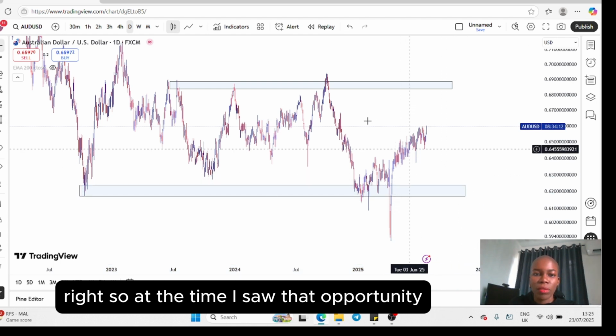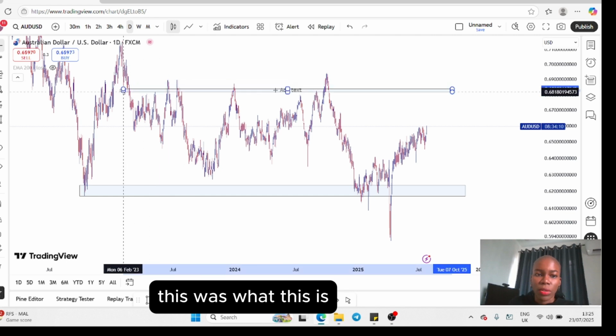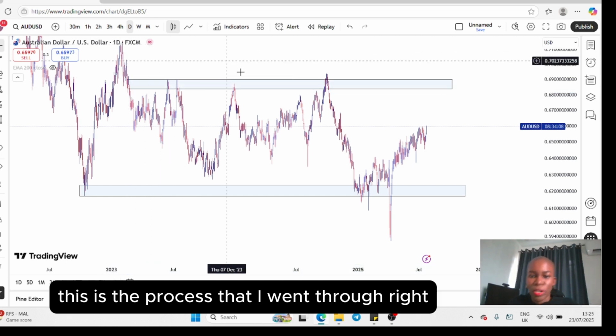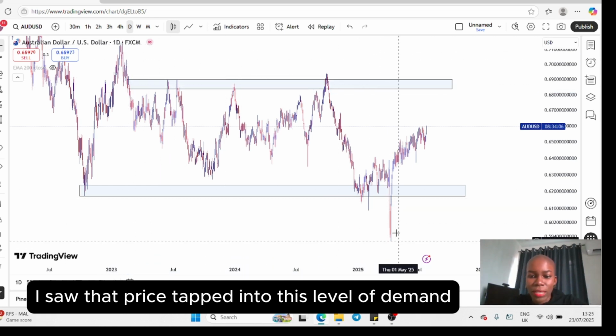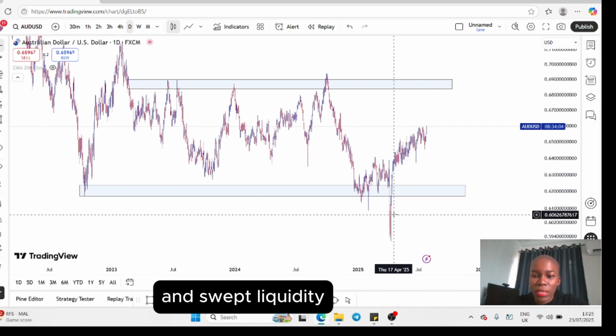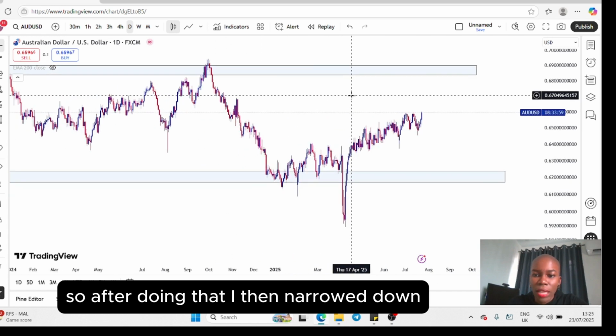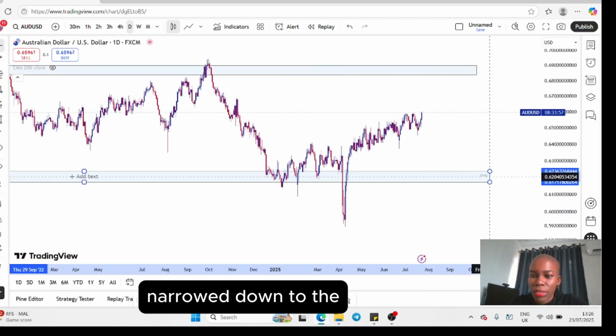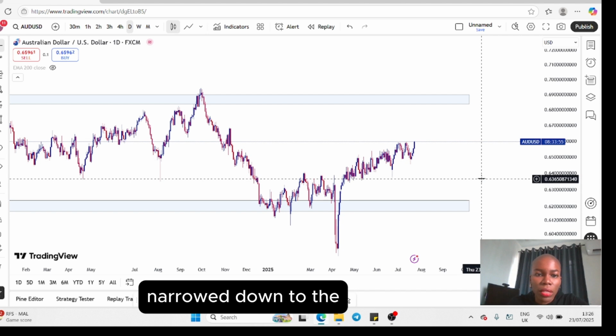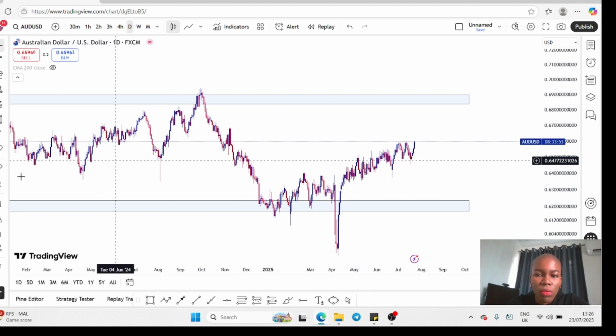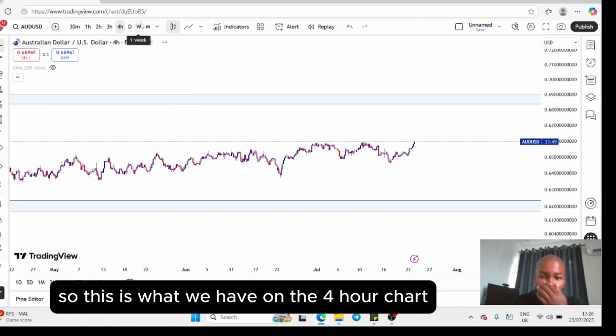So at the time I saw that opportunity, this is the process that I went through, right? I saw that price tapped into this level of demand and swept liquidity and started pushing back to the upside. After doing that, I then narrowed down to the 4-hour chart. So this is what we have on the 4-hour chart.